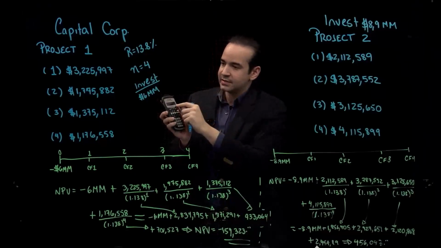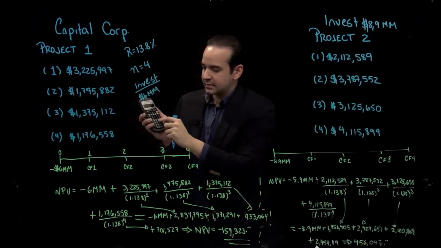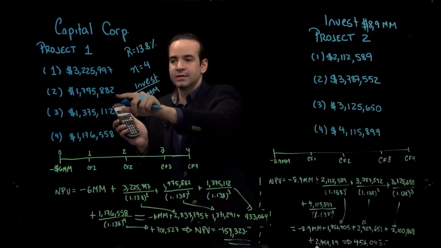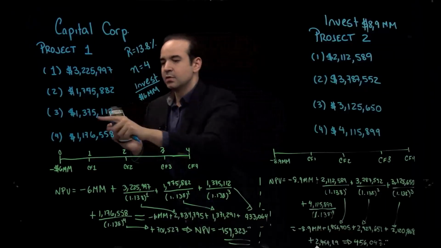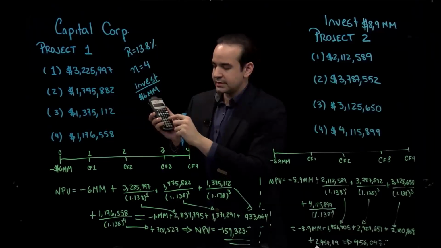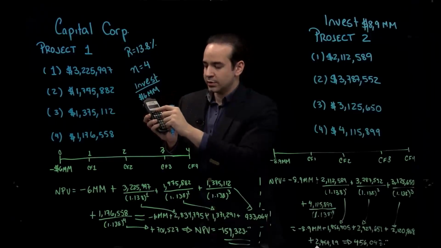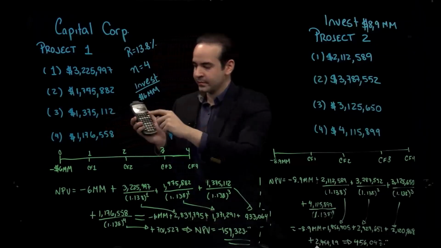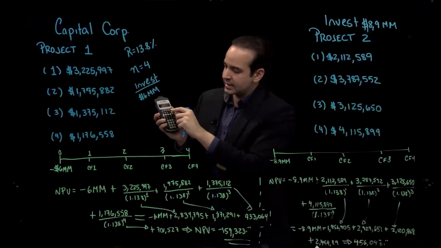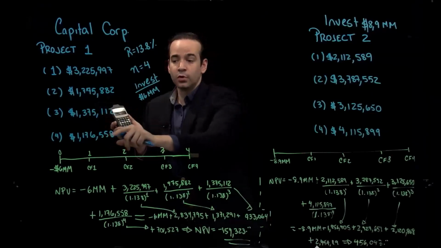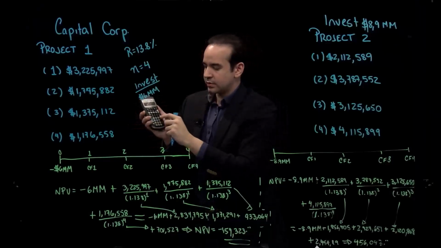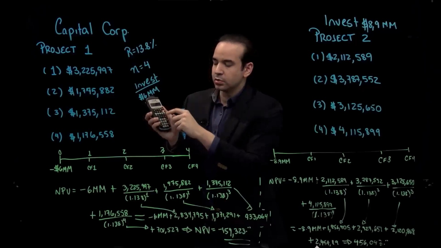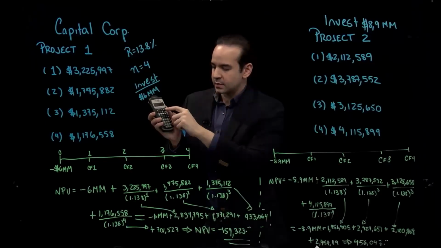Then we scroll down, C02, then we plug 1775882, and we press enter. Then F02, again the frequency is just 1. Then we scroll down to cash flow C03, which is 1375112, enter. And we scroll down, F03, the number of times this repeats itself is just 1. So this is 1 again. And then we scroll down to C04, which is the fourth cash flow, and we just press 1176558, enter.